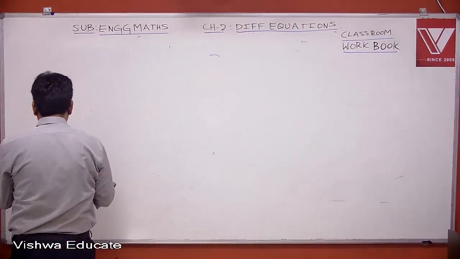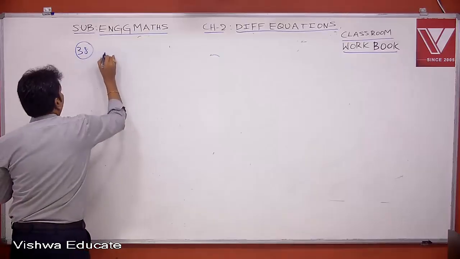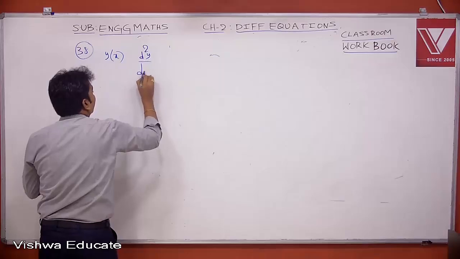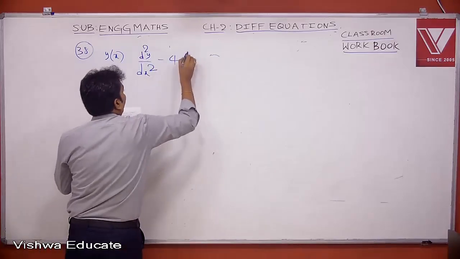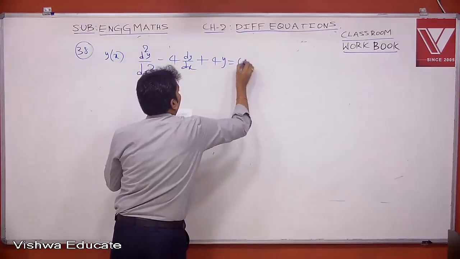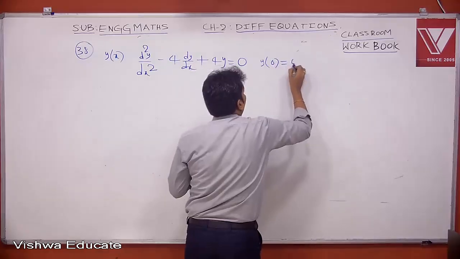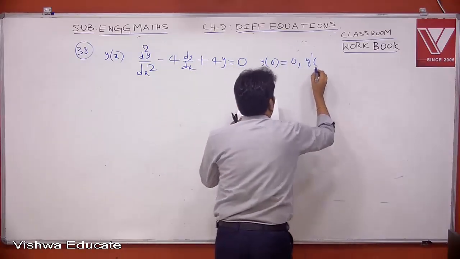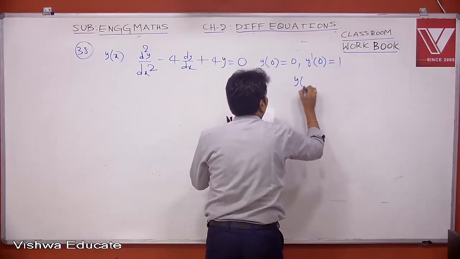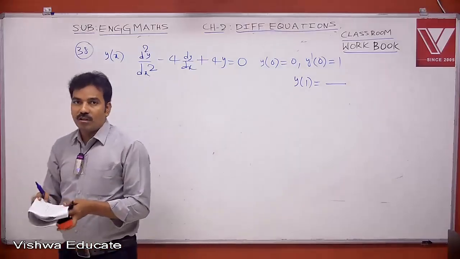Next question. Question number 38. Let y of x be a solution of d square y by dx square minus 4 dy by dx plus 4y equal to 0 with initial conditions y of 0 equal to 0, y dash of 0 equal to 1. Then we need to find y of 1. It's a numerical question. Now let us solve this question.